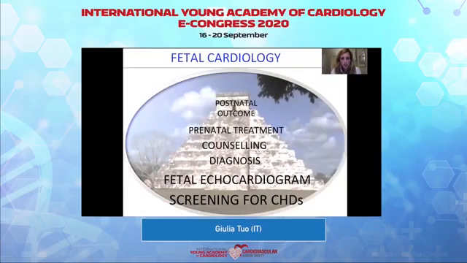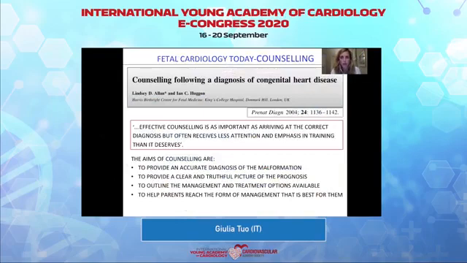So going back to the pyramid, after having performed the echo and having made the diagnosis, we have to go for the counseling. That is not less important, but it is even more complex than doing the diagnosis. At this time, we have to talk with the family, providing the explanation of the diagnosis, a clear picture of the prognosis, and eventually the possible management and the treatment options of that cardiac disease.